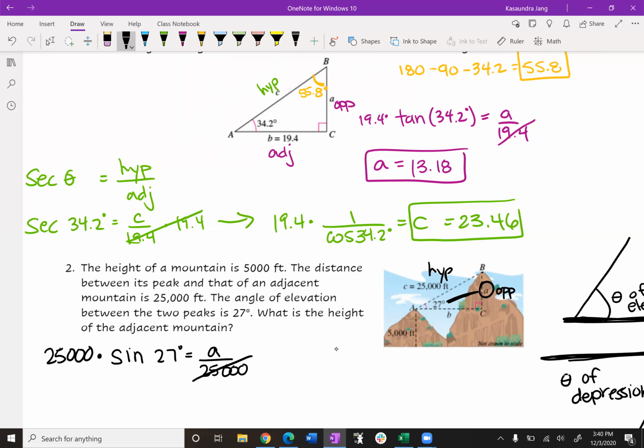And I can put this in my calculator. Again, I'm going to make sure I've got my mode in degrees. So 25,000 times sine of 27 degrees gives me 11,349.76 if I round to the nearest hundredth. Now that was this opposite side. That was not exactly the entire height of the mountain. So I've got to consider this 5,000 feet at the bottom here. I'm going to do 5,000 and then add on this side A that we just found.